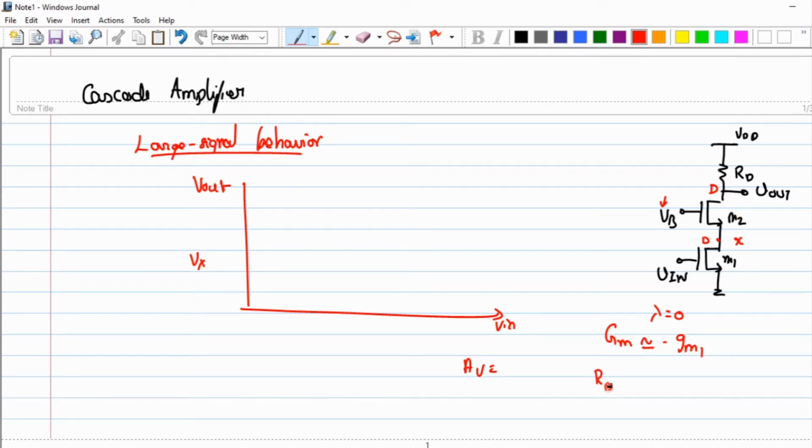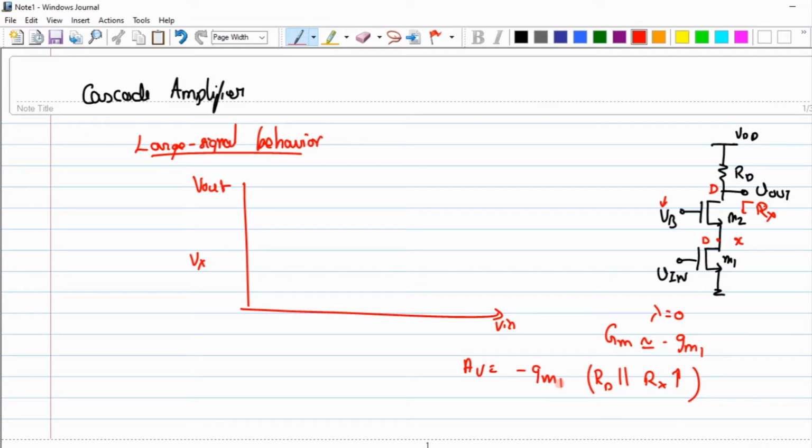Now, what about the Rout that I have? It is just RD in parallel with Rx. By now you know the value of Rx, so I will not repeat it. Rx is very large compared to the value of RD. When I multiply with this minus gm1, will I get a large gain? No, I will not have a very large gain. Even though RD is small, when I put it in parallel with a very huge resistance, effectively I get a very small resistance. So even though I have stacked two transistors, I'm not getting much gain out of the circuit. I still have a gain that is almost closer to the value of the CS amplifier.